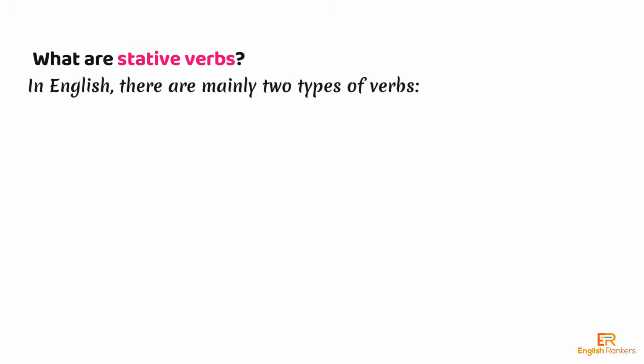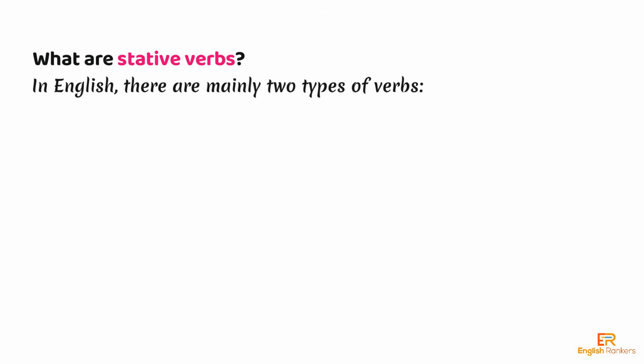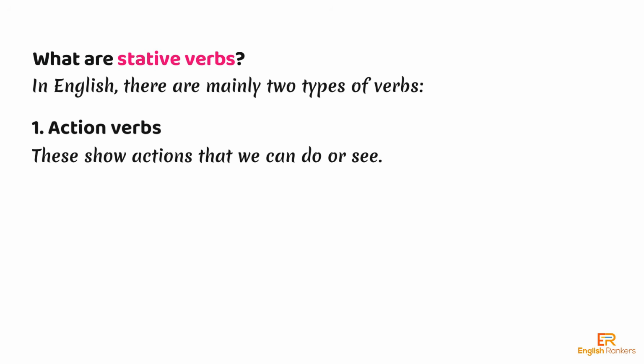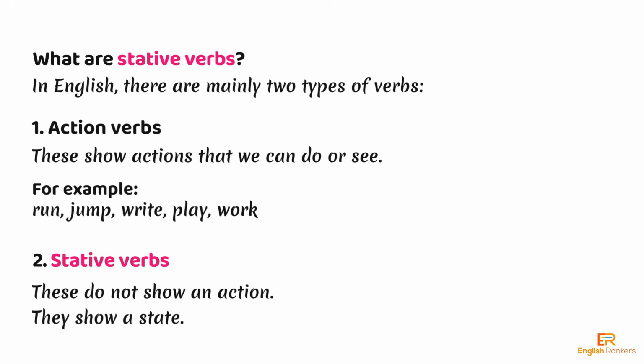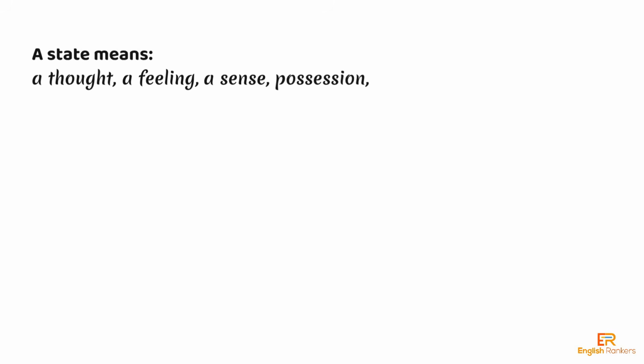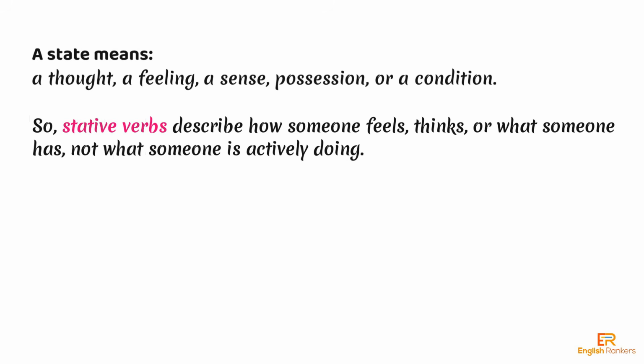What are stative verbs? In English, there are mainly two types of verbs. Number one, action verbs. These show actions that we can do or see. For example, run, jump, write, play, and work. These are actions. Number two, stative verbs. These do not show an action, they show a state. A state means a thought, a feeling, a sense, possession, or a condition. So, stative verbs describe how someone feels, what someone thinks, or what someone has, not what someone is actively doing.